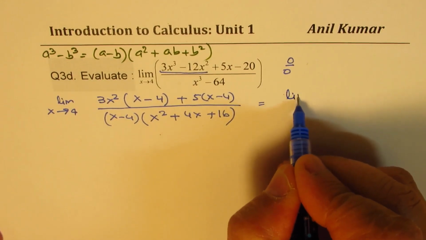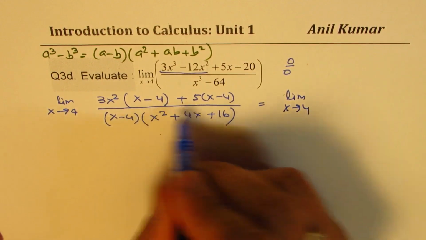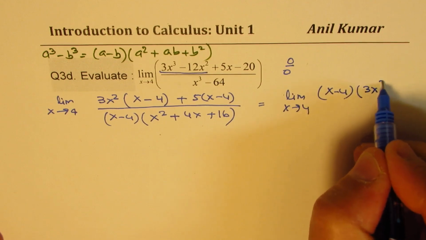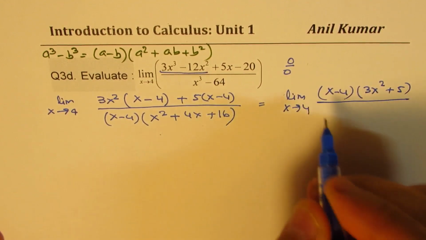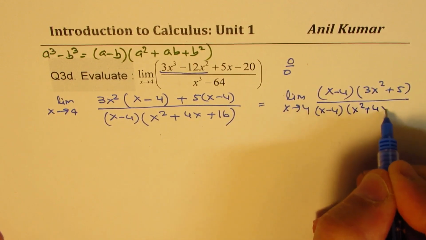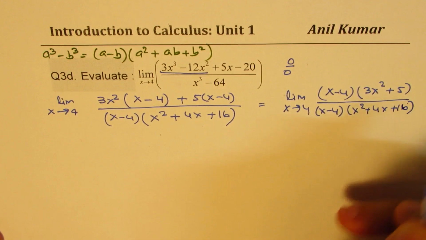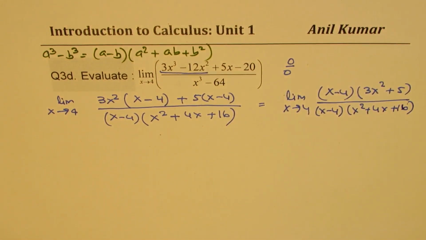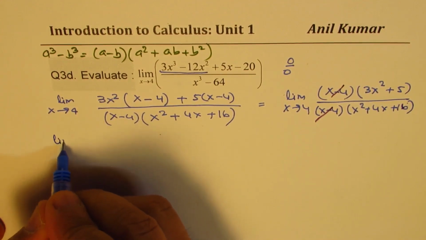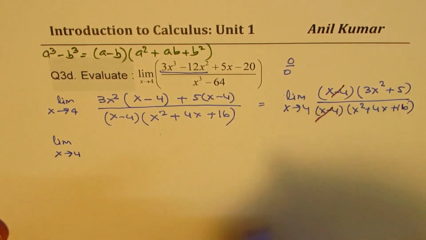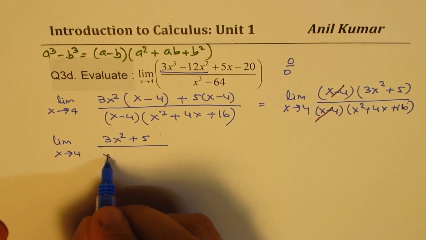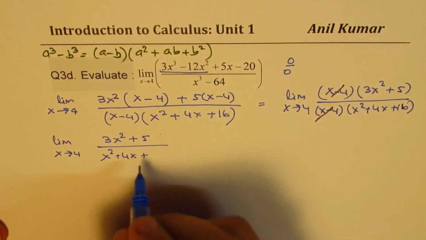Now, in the numerator, we have x minus 4 as a common factor. So I'll take x minus 4 common. We are left with 3x squared plus 5. Denominator has x minus 4 as a factor. We have x squared plus 4x plus 16 as the other factor. Now, you can cancel the common factor. So again, there's a hole at x equals 4, right? So we get limit x approaches 4 for 3x squared plus 5 over x squared plus 4x plus 16.